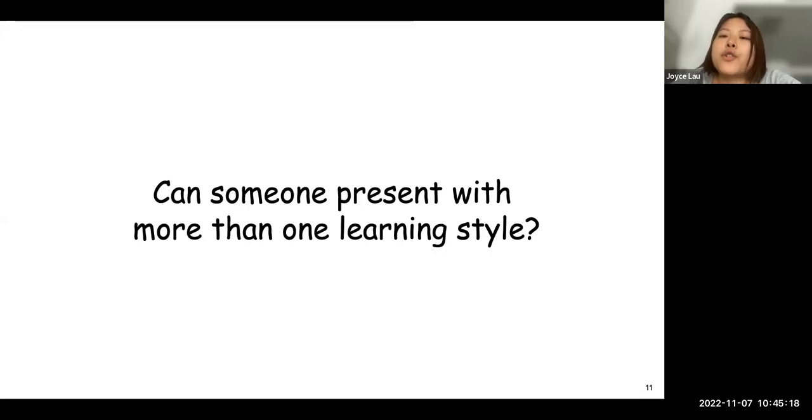Additionally, it is important to note that there's no hard and fast rule here. Almost no one falls strictly into one category of learning style. We all share traits of each of them. However, it is the dominating learning style, meaning the one that we show more qualities of, that we are focusing on here.